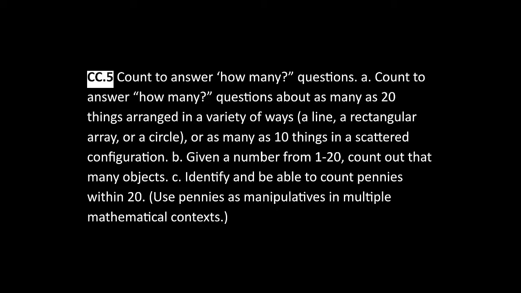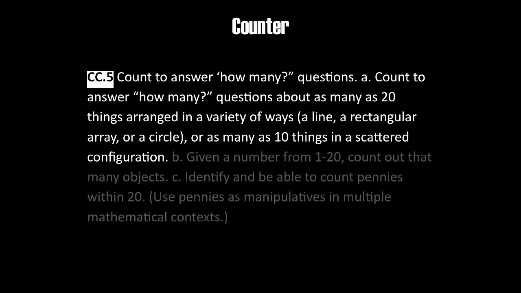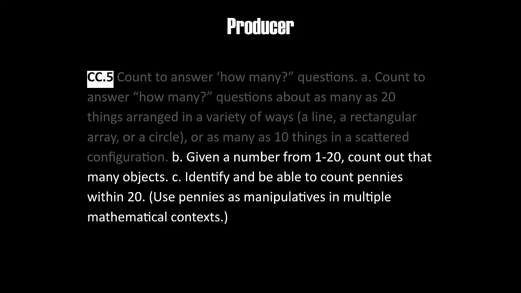The second part of this standard is that students will be able to produce a set of objects. And the last part of this standard is that we can have students do all of this counting by using the context of pennies. So the big piece here is that we want to assess that students are both counters of objects and they can also produce a set. We're looking for both counters and producers in this kindergarten standard. Let's take a look and see what it could look like in a kindergarten classroom.